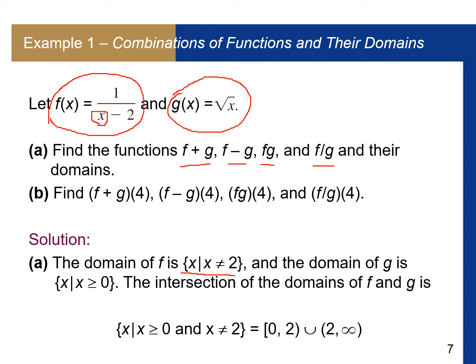We put those together. So I would have x is greater than or equal to 0 and x cannot equal 2. Now, if I were to write that in interval notation, I would start at 0 and include 0. I would go to 2, but since 2 is not included, I have to put a parenthesis, and then I'm going to union that with everything after 2 into infinity.